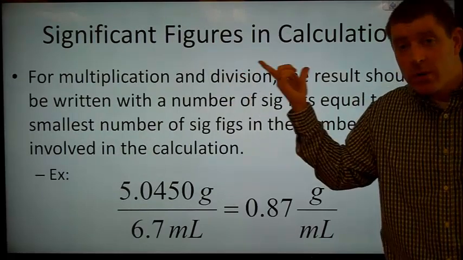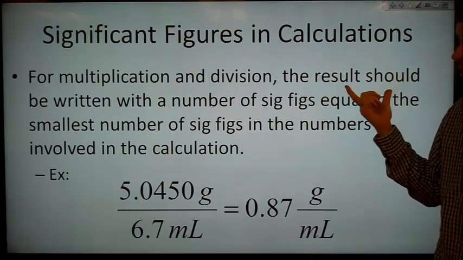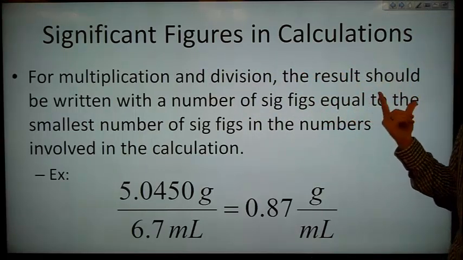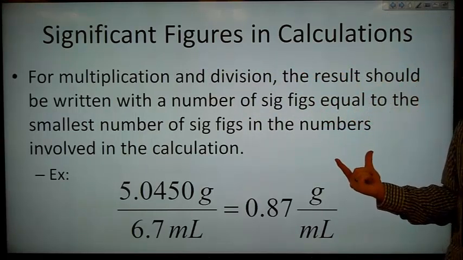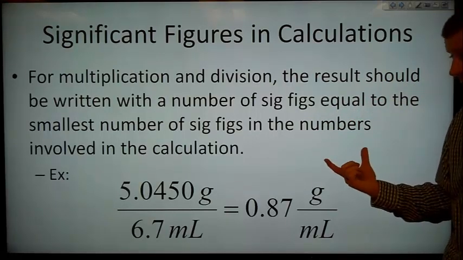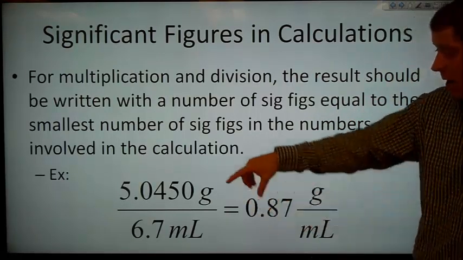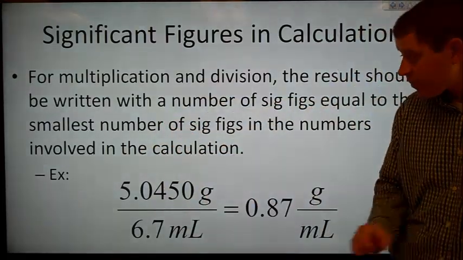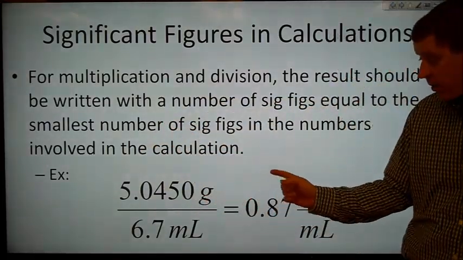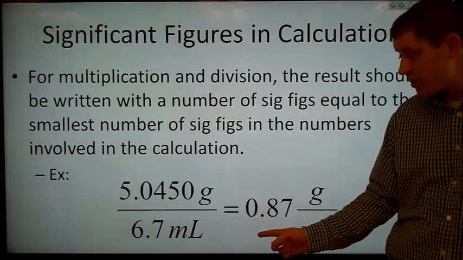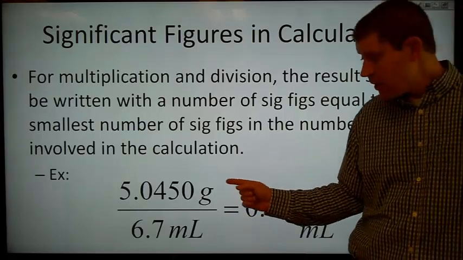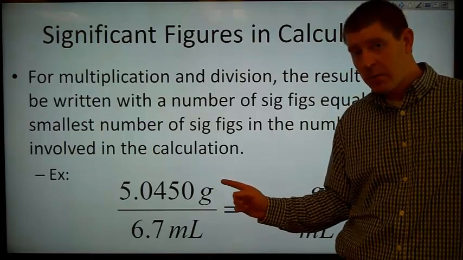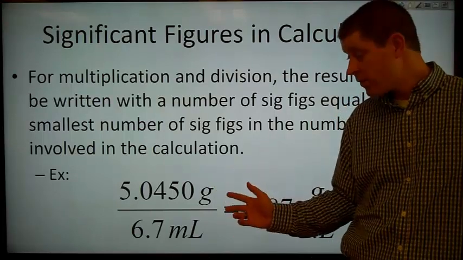So, if we want to use significant figures in calculations for multiplication and division, the result should be written with a number of sig figs equal to the smallest number of sig figs of all the numbers involved in the calculation. Here I have a relatively simple example where one number is divided by a second number: 5.0450 grams divided by 6.7 milliliters. How many significant digits does each one of these numbers have? Pause the video if you need to and figure it out.